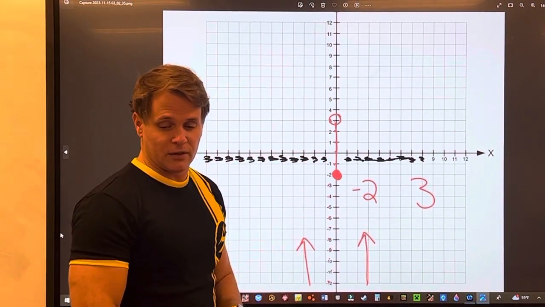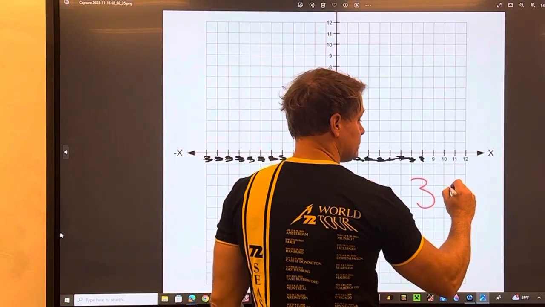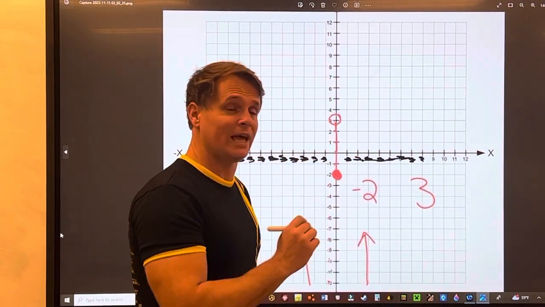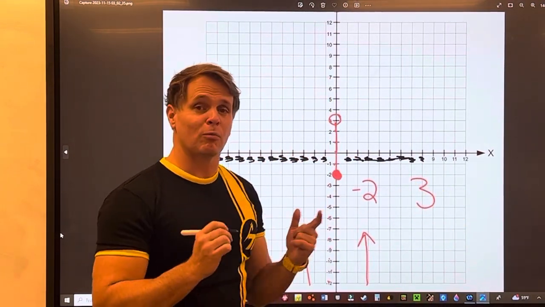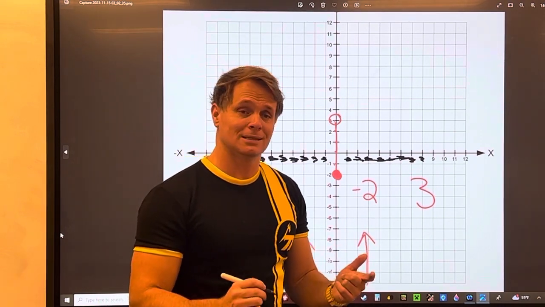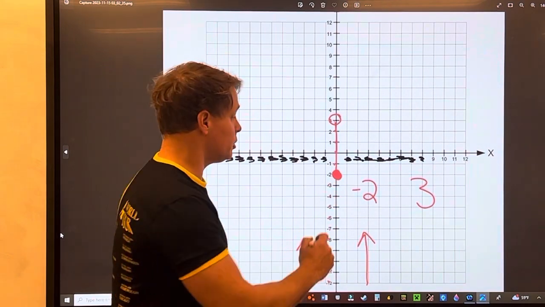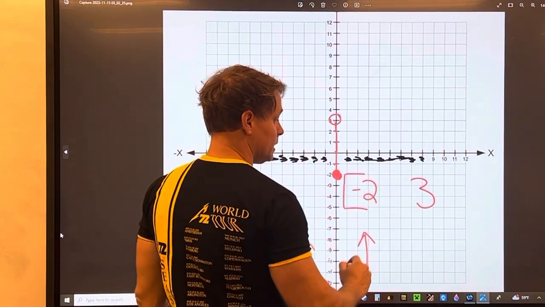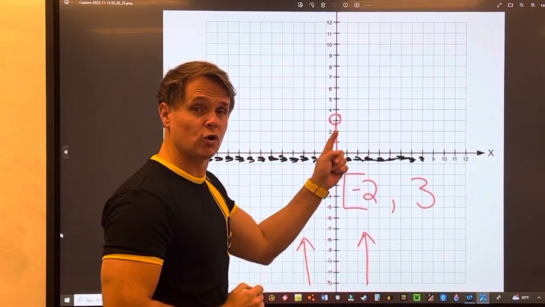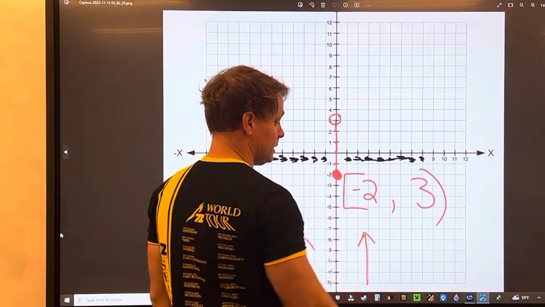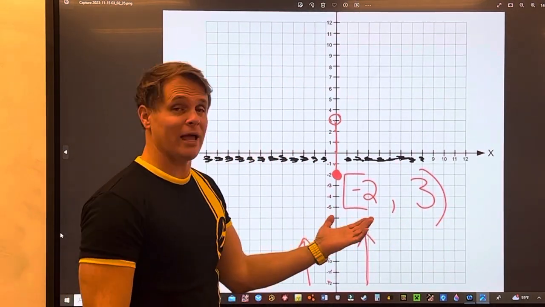So this is interval notation. When I write an interval notation, I use either brackets or parentheses. When you have a closed circle, you're going to use a bracket like this. And when you have an open circle, you're going to use a parenthesis. That is my interval notation.